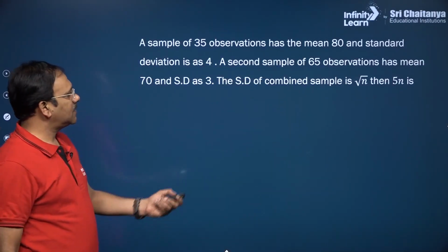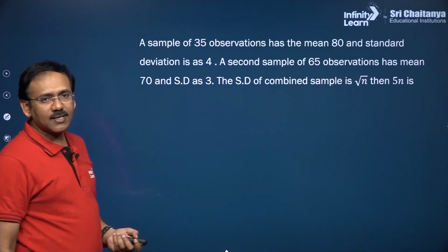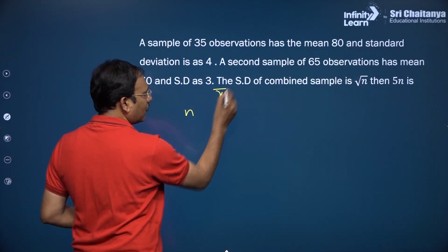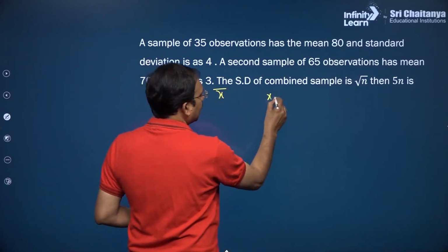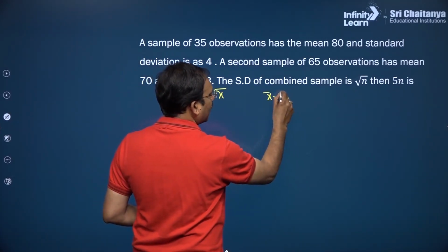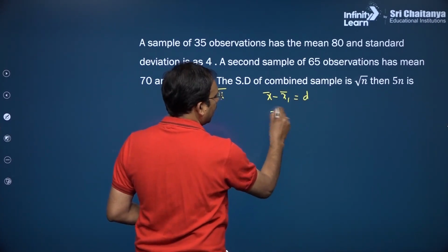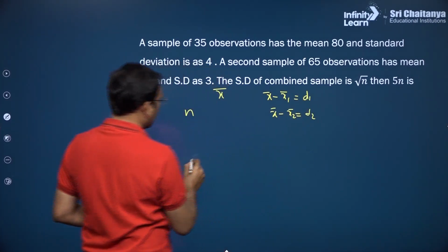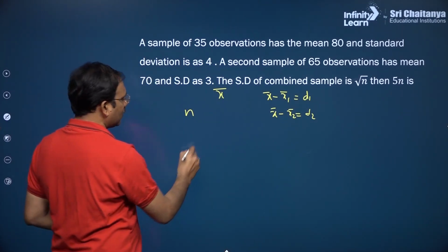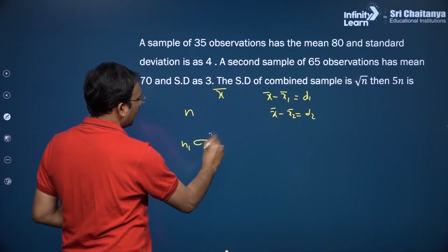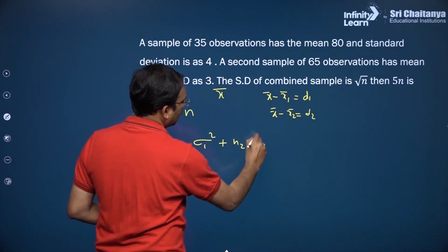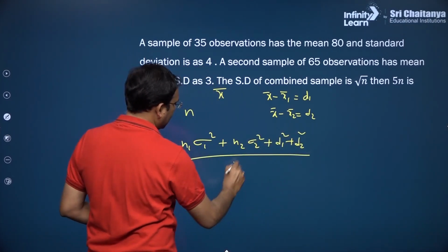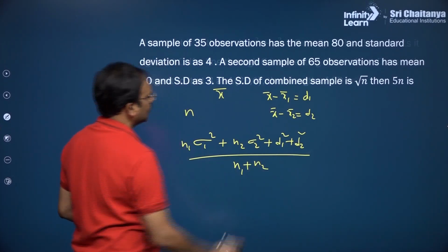Next, this is simple. Complete data is given, you just apply combined variance. Find the combined mean x bar first, and x bar minus x1 bar gives the first difference, x bar minus x2 bar gives the second difference. Now the combined variance formula is n1 sigma 1 square plus n2 sigma 2 square plus n1 d1 square plus n2 d2 square by n1 plus n2. You just apply it and you will get the answer.